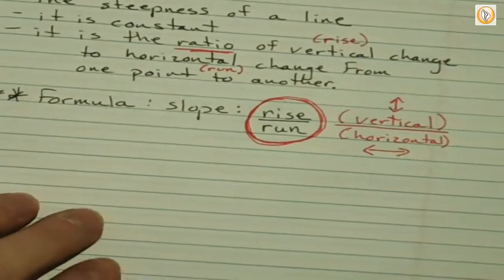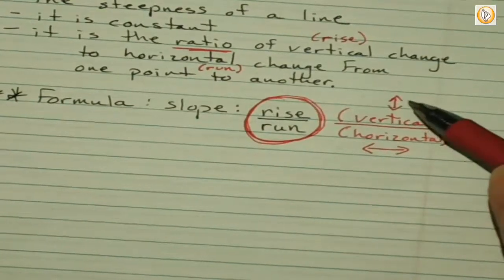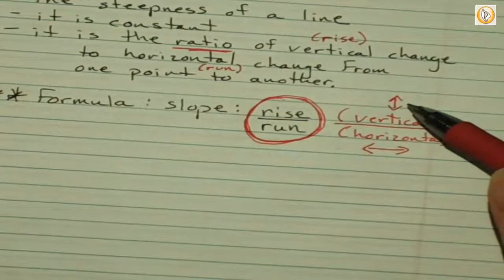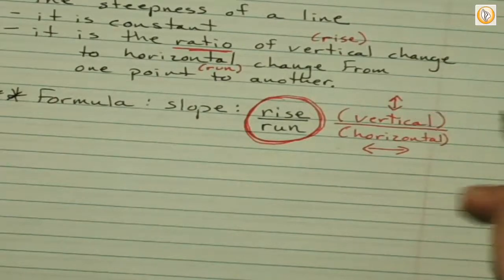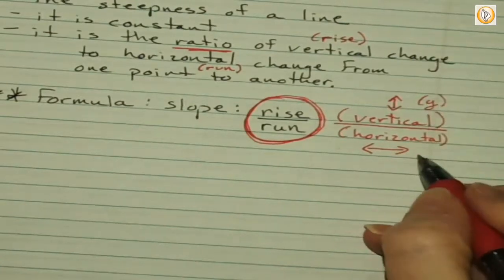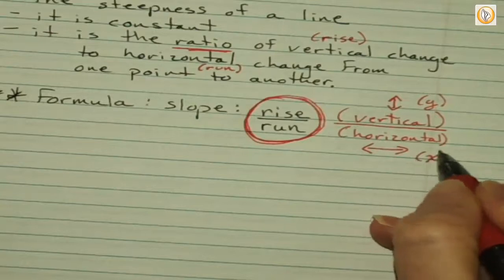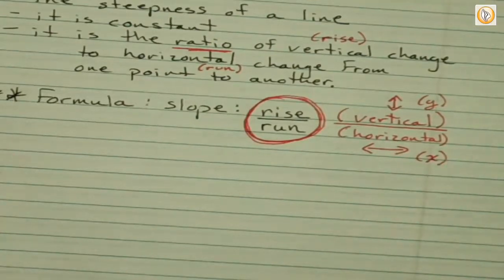I have another question for you. On the Cartesian plane, which axis is vertical? Y. It's going to be your Y. So then your horizontal is your X axis.